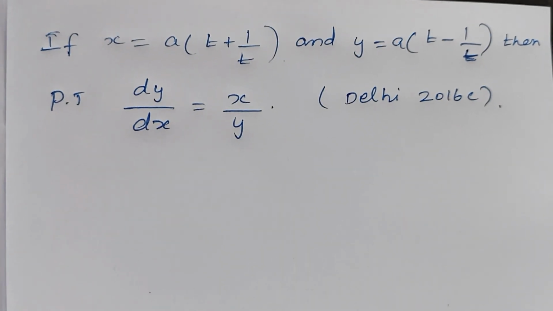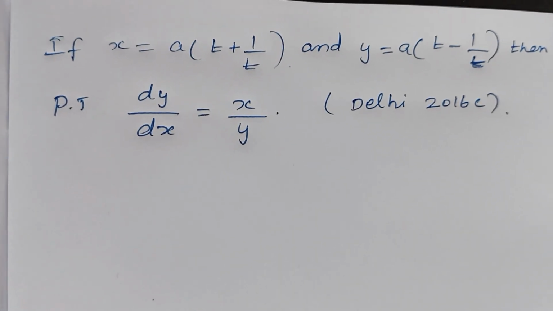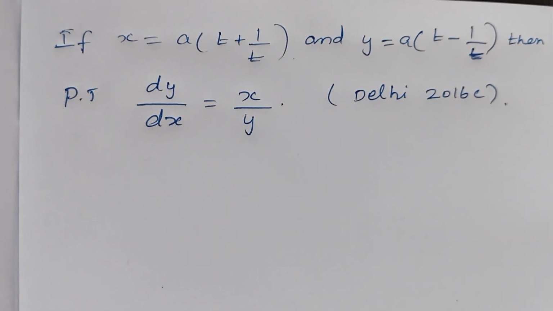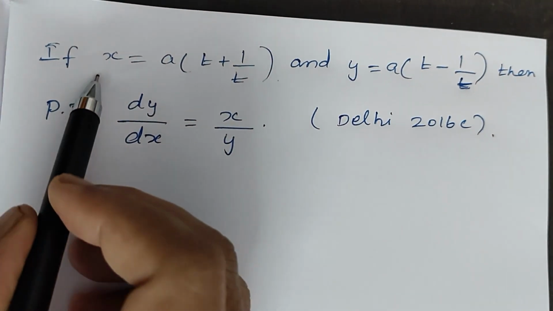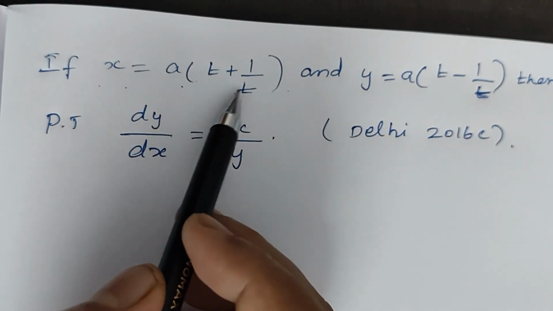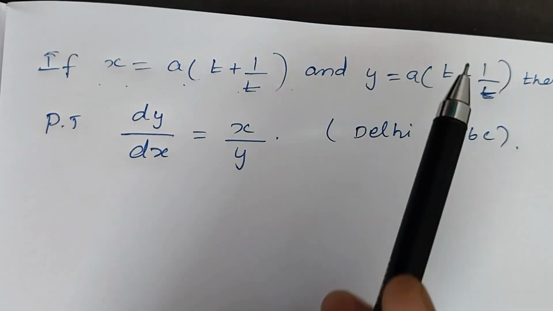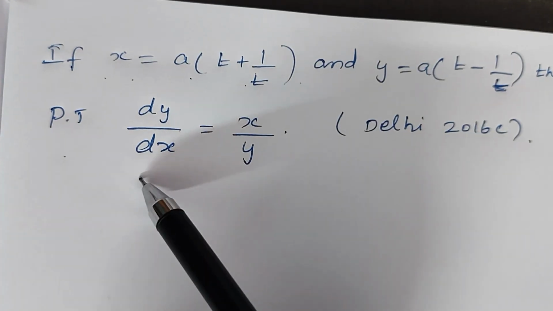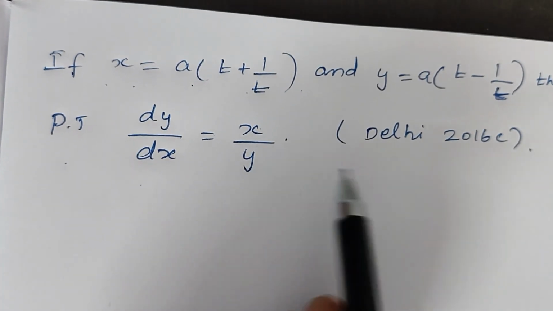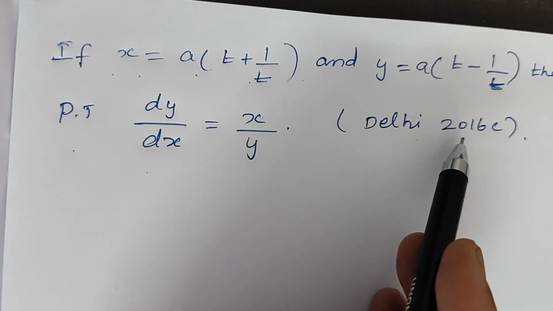I am going to teach for 12th standard. The chapter is continuity and differentiability. If x equal to a into t plus 1 by t and y equal to a into t minus 1 by t, then we have to prove that dy by dx equal to x by y. This is a Delhi question 2016.